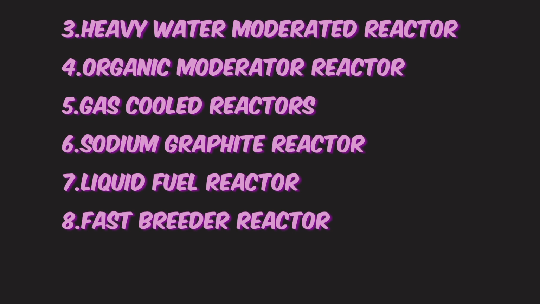Other types of power reactors include the heavy water moderator reactor, in which heavy water is used as the moderator. The organic moderator reactor uses an organic liquid with high hydrogen content as the coolant. The gas-cooled reactor uses gases like helium or carbon dioxide with nitrogen as the coolant. The sodium graphite reactor uses liquid sodium as the coolant.